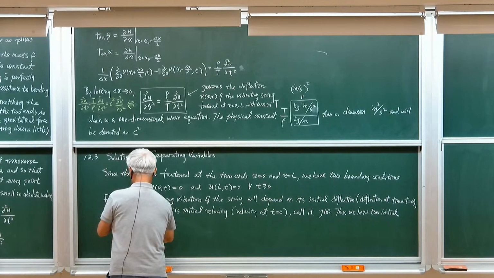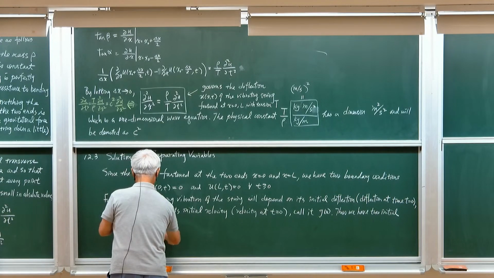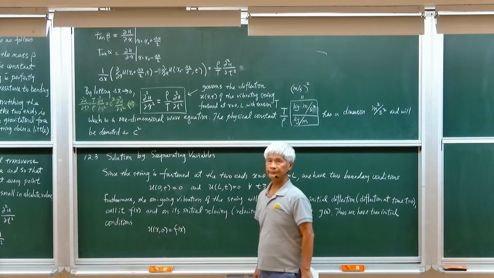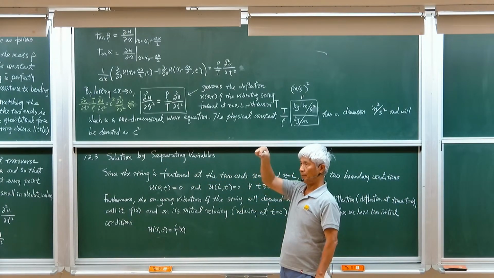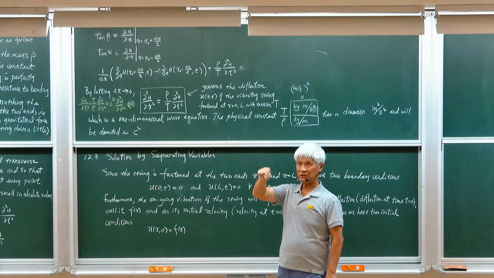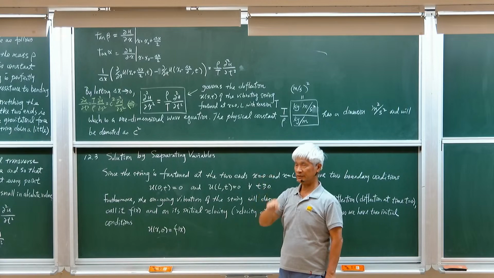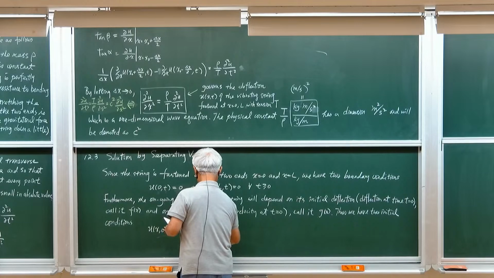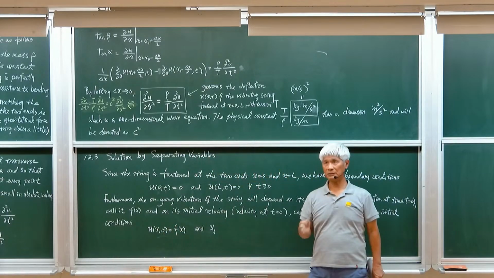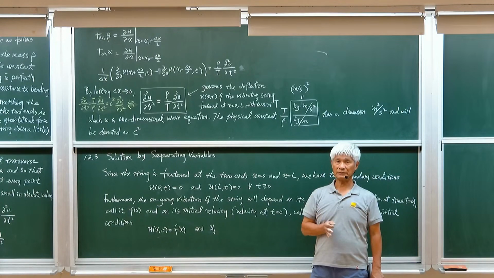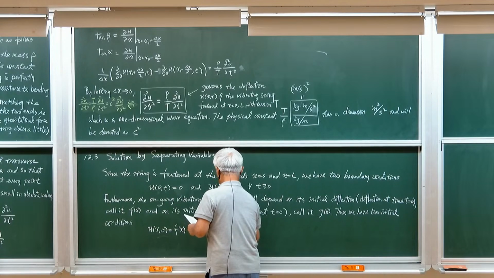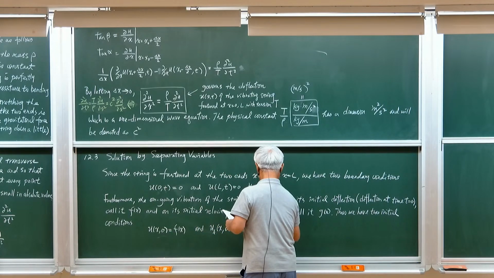Alright, so we write the initial conditions. At time 0, we have the initial deflection, so this is the initial position of each small element of the string. And the velocity will be the first partial derivative with respect to t. So u_t(x,0) will be g of x for all x in the string here.